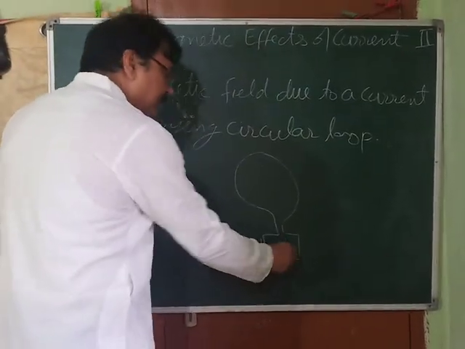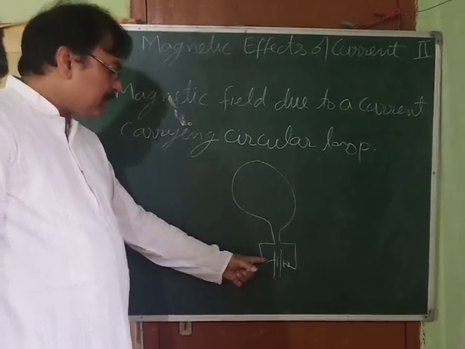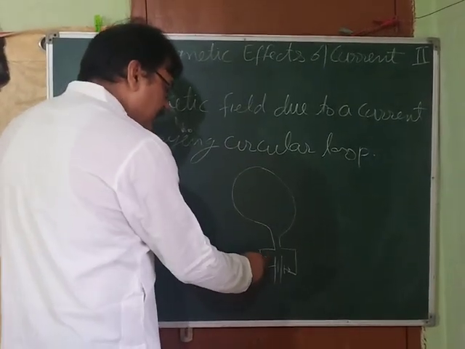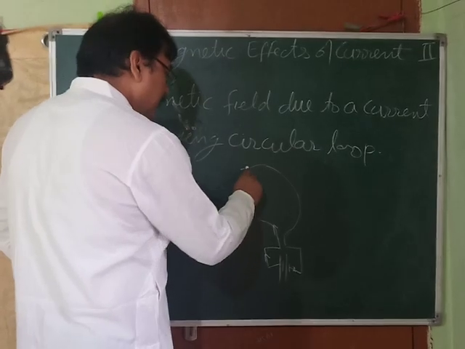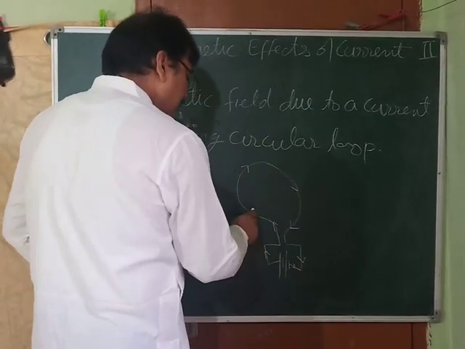See, this is a current carrying circular loop. You can see this positive is connected here. So current will start from here and it will go like this, go like this, go like this, and come like this. It will go to the negative terminal.